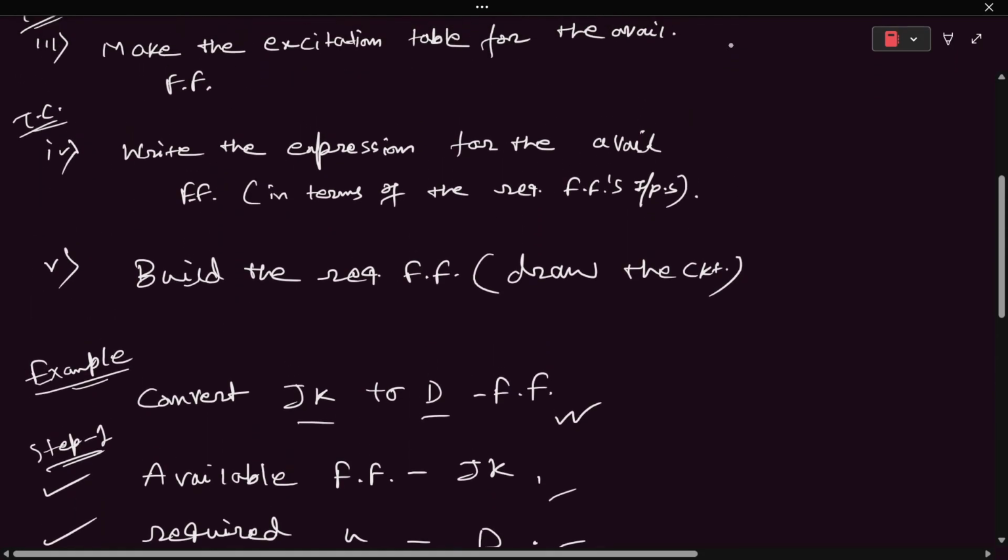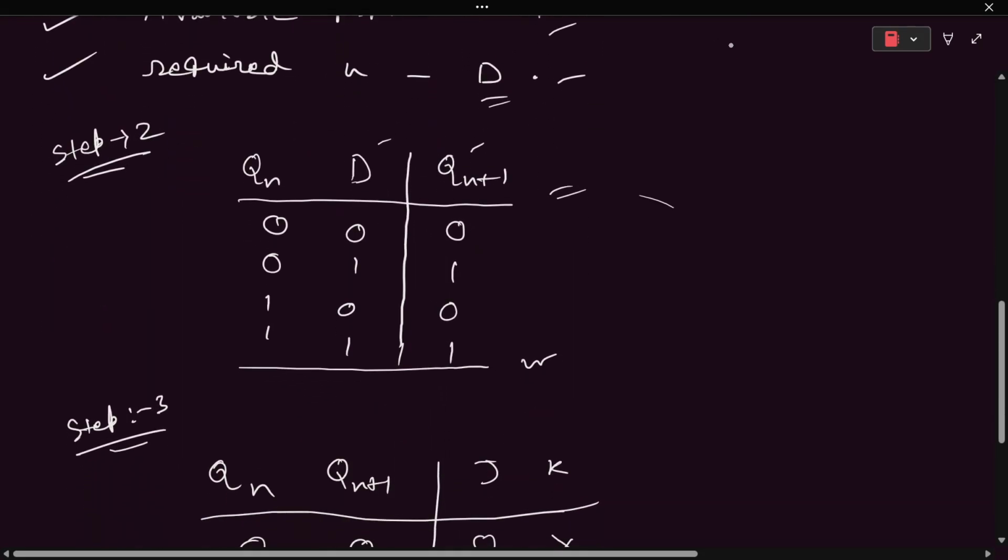In the fourth step, what do we write? We write the expression for the available flip-flop in terms of the required flip-flop inputs. What flip-flop do we require? We require the D flip-flop. In that table, we had the required flip-flop input D. Now we must write the expressions for the available flip-flop. JK flip-flop is available, so we write the expression for JK using the required flip-flop input.